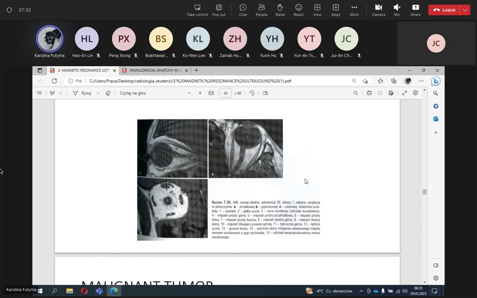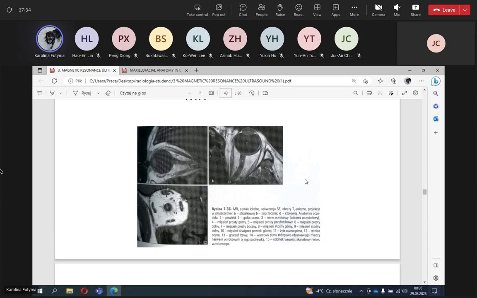Here we have different structures of the orbit. In the MRI, we can see, of course, our optic nerve, number 3 here. Here we have some muscles around the optic nerve. And again, here, number 3 is optic nerve.